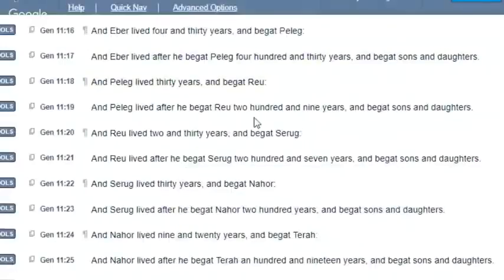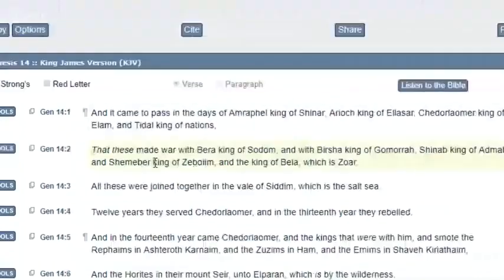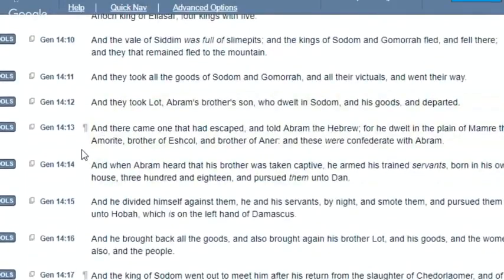All right. So going back here, Genesis 11:26, and Terah lived 70 years and begot Abram, Nahor, and Haran. Through that line is where the language was kept, because when you go back to Genesis 14:13, Abram was called the Hebrew: and there came one that had escaped and told Abram the Hebrew, for he dwelt in the plain of Mamre the Amorite, brother of Eshcol and brother of Aner, and these were confederate with Abram.